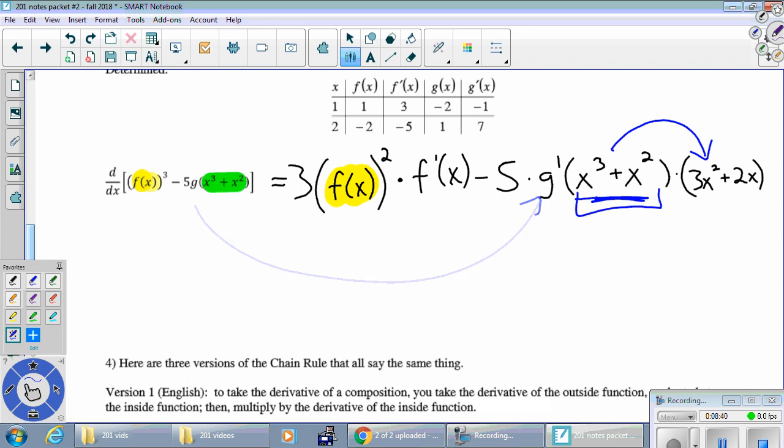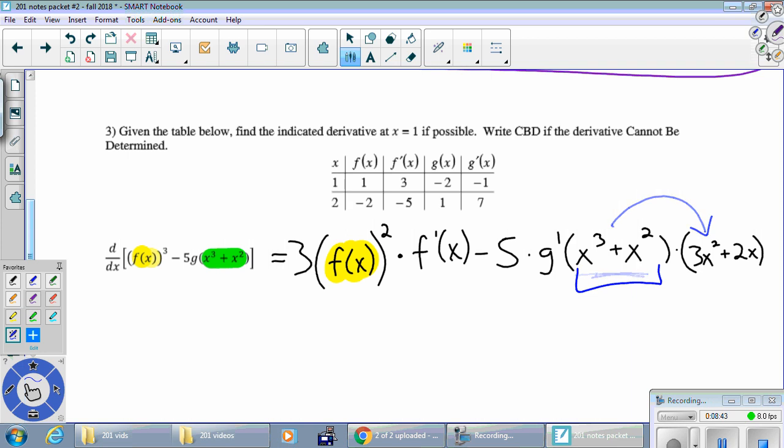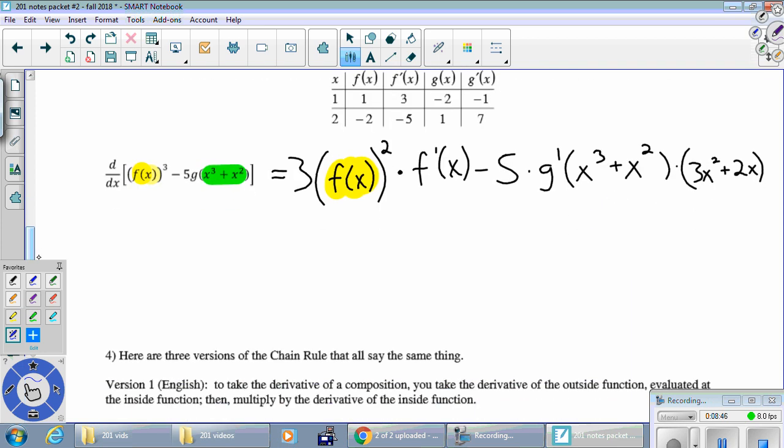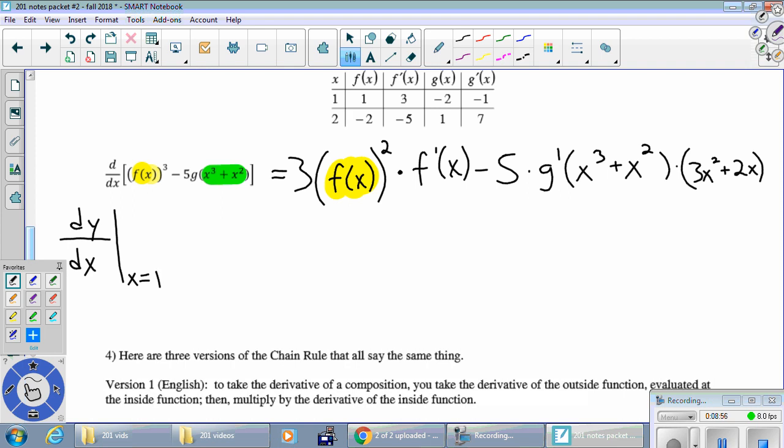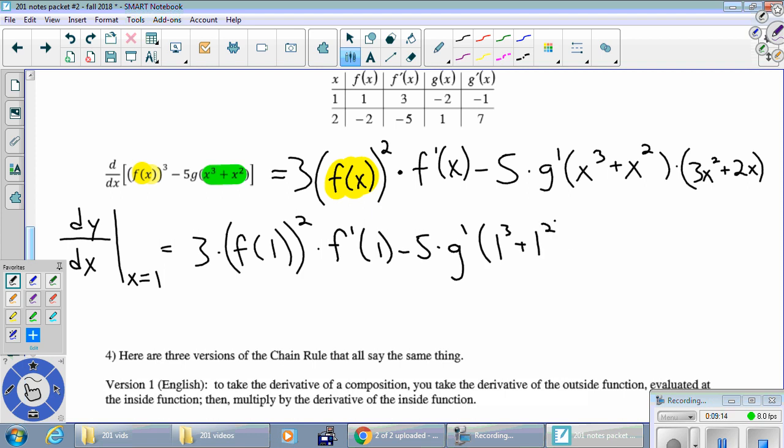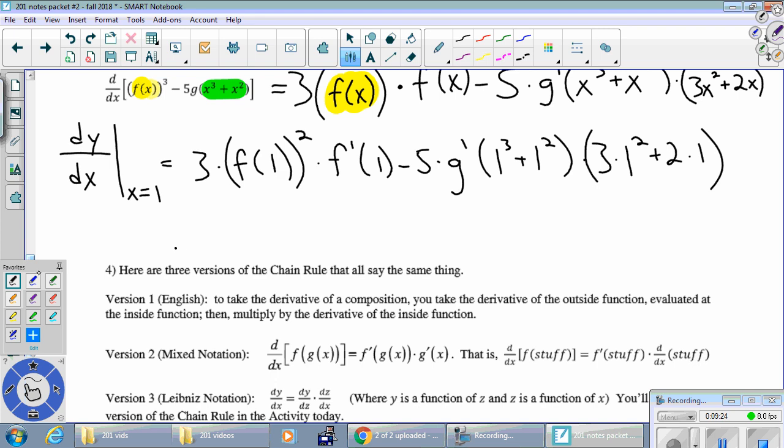Okay, so now I think we're ready to evaluate this someplace. It says find the indicated derivative at x equals 1. So let's evaluate at x equals 1. I don't want to copy all that again, so I'll just call it y. Remember, this is our notation using Leibniz's version of things. All we're doing is copying our answer, but every single x becomes a 1. So 3 f of 1 squared times f prime of 1 minus 5 times g prime of 1 cubed plus 1 squared, times 3 times 1 squared plus 2 times 1. Every x became 1.